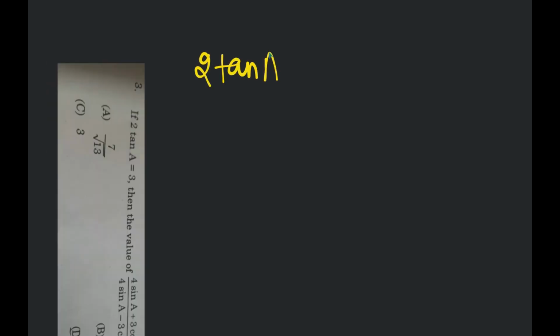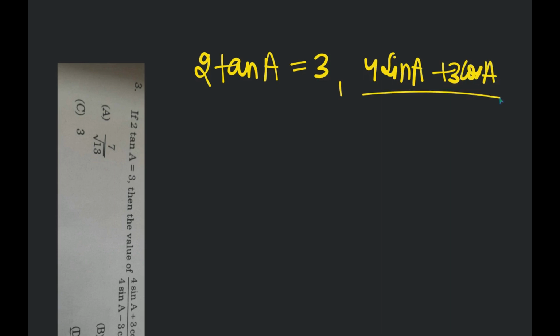2 tan A equals 3. So we have to find (4 sin A plus 3 cos A) divided by (4 sin A minus 3 cos A).